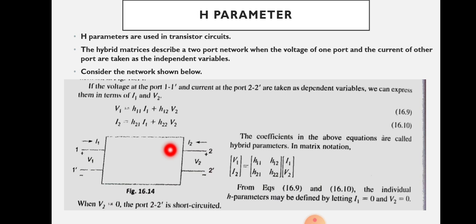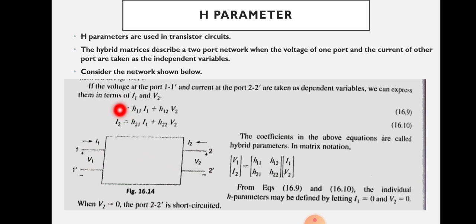See here we have a two-port network with V1, V2, the input port voltage and output port voltage, and I1, I2, the input port current and output port current. Here we are representing V1 and I2 in terms of I1 and V2. So here the independent variables will be I1 and V2. The dependent variables will be V1 and I2.